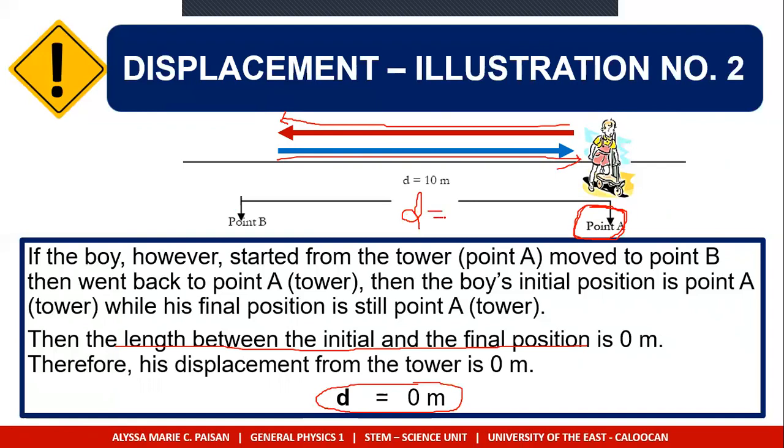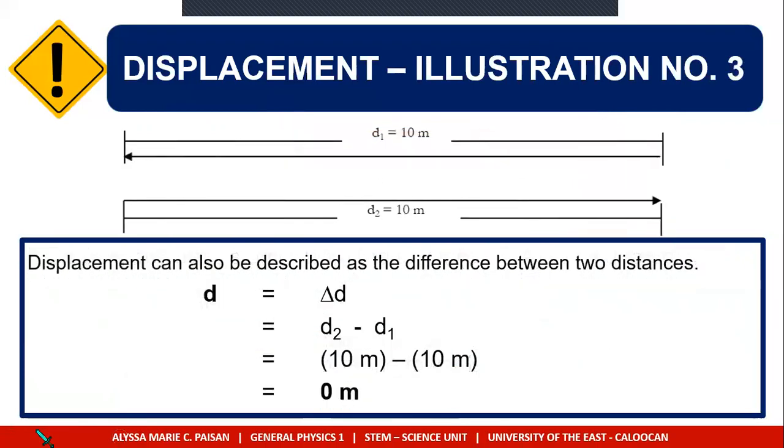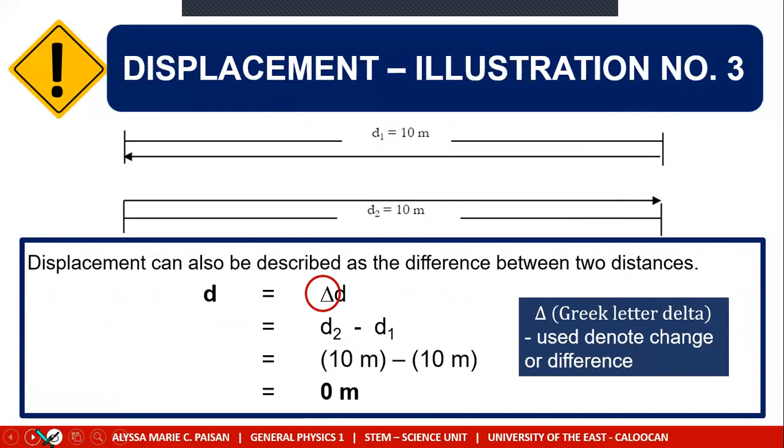Therefore, the total distance traveled, see, it's not in bold face and there's no arrow when it's distance. The total distance traveled is 10 meters. We can also mathematically show how the displacement became 0. Displacement is also known as the difference between two distances or the change in position.